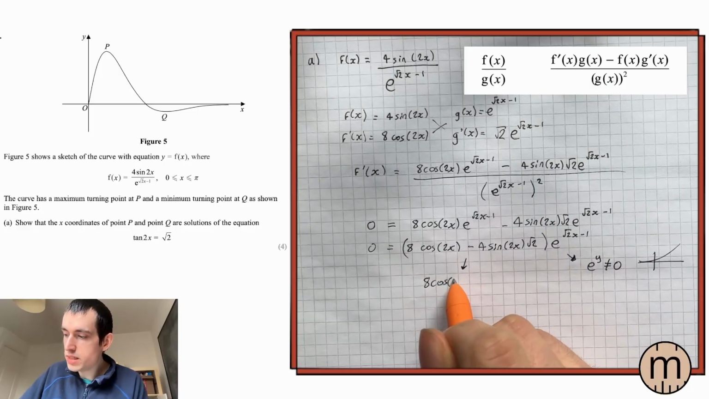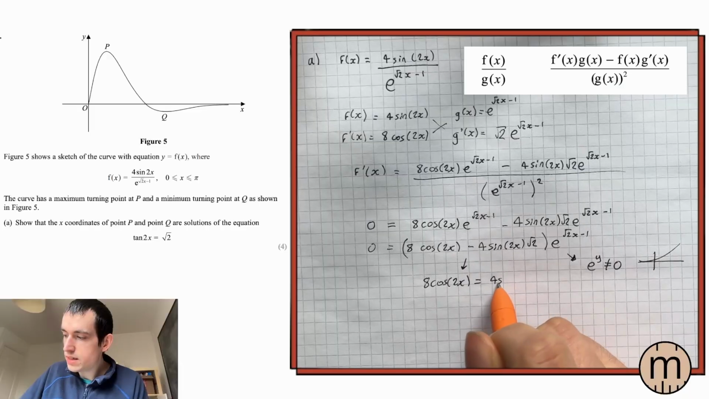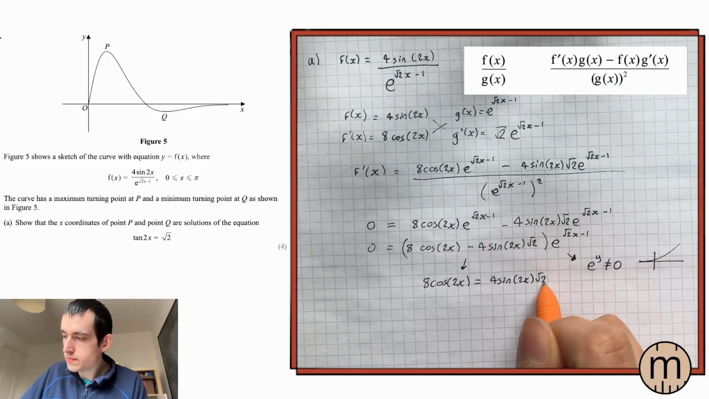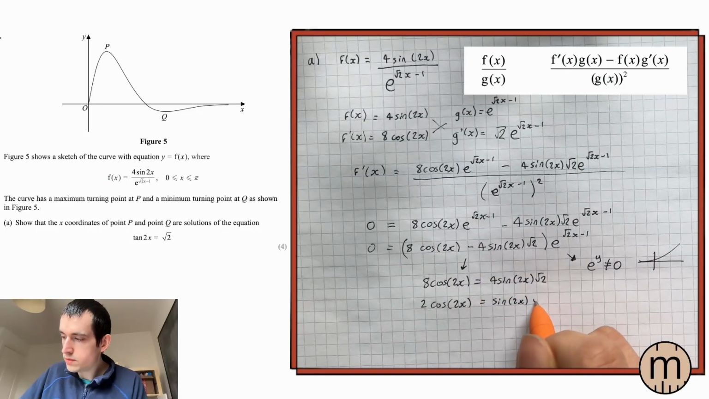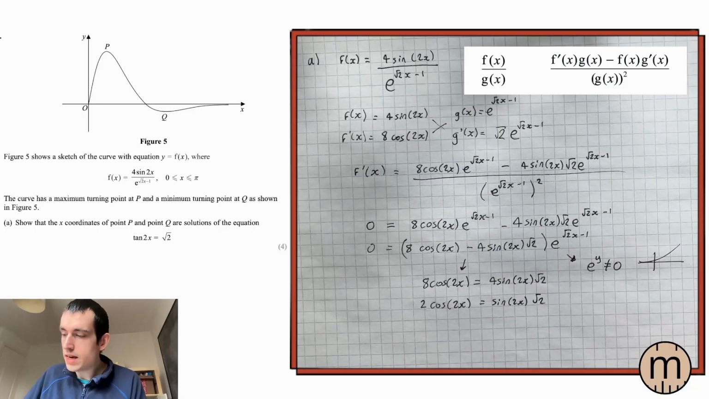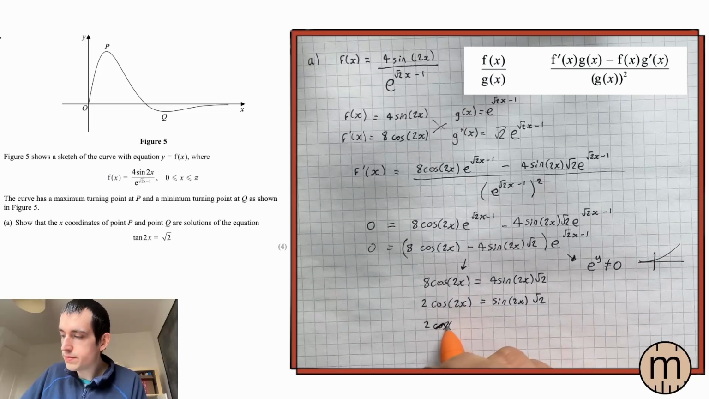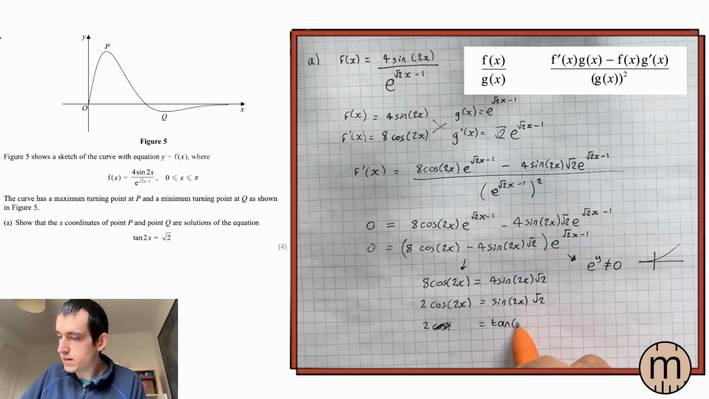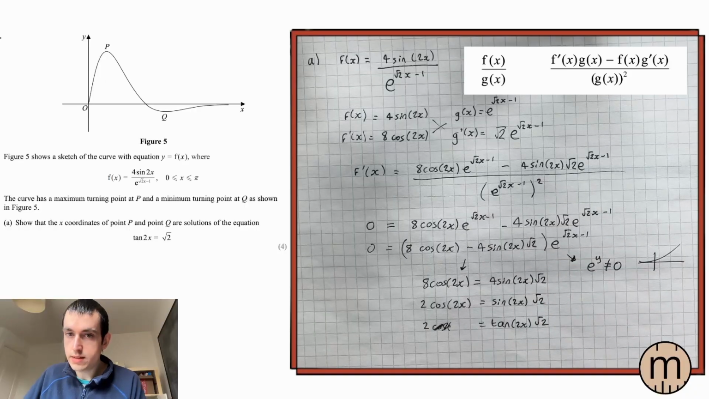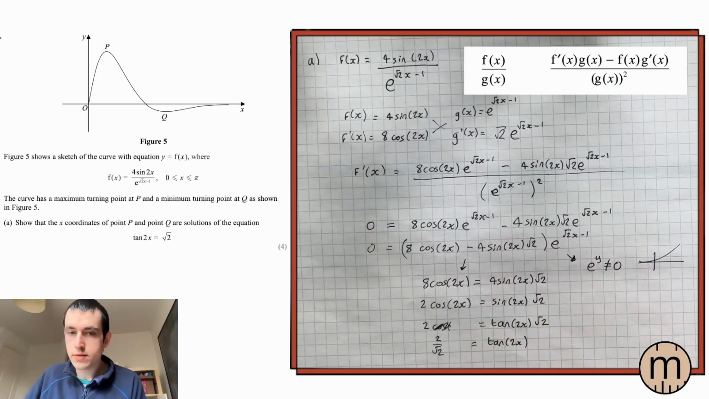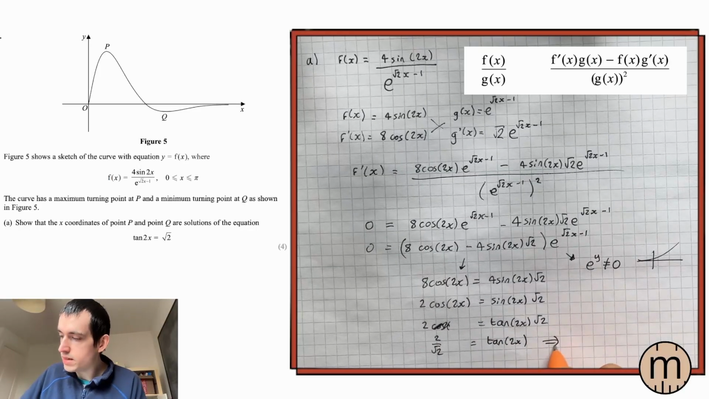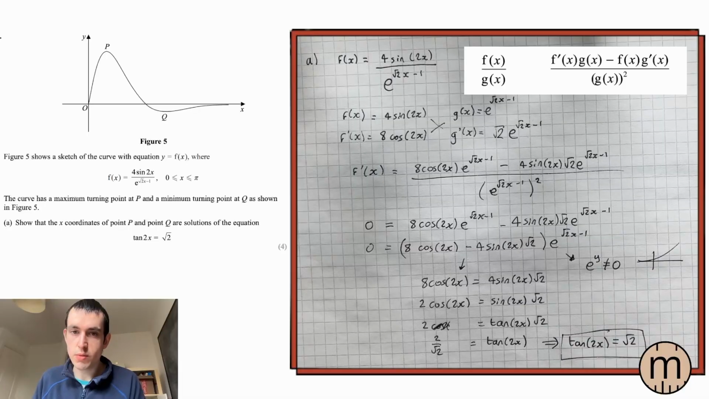And if this bracket is equal to 0, then the left-hand side is equal to the right-hand side. And if we divide both sides by 4, we get this. And if we divide both sides by cos of 2x, which I accidentally wrote again, we get this. And if we divide both sides by root 2, we get this. And guess what that means? Tan of 2x is equal to root 2, which is exactly what we wanted to show.